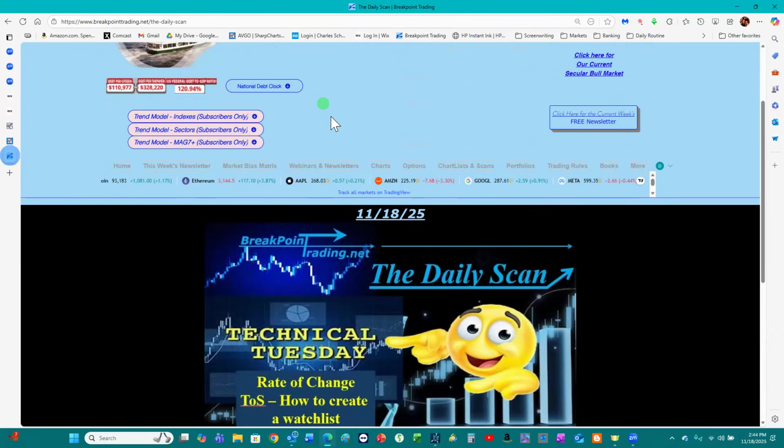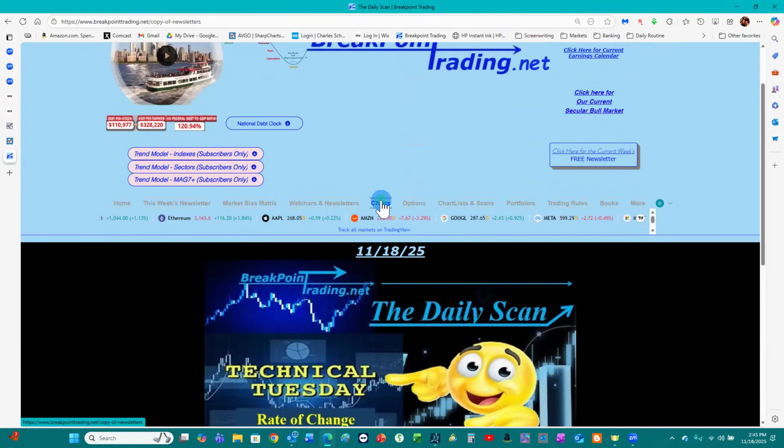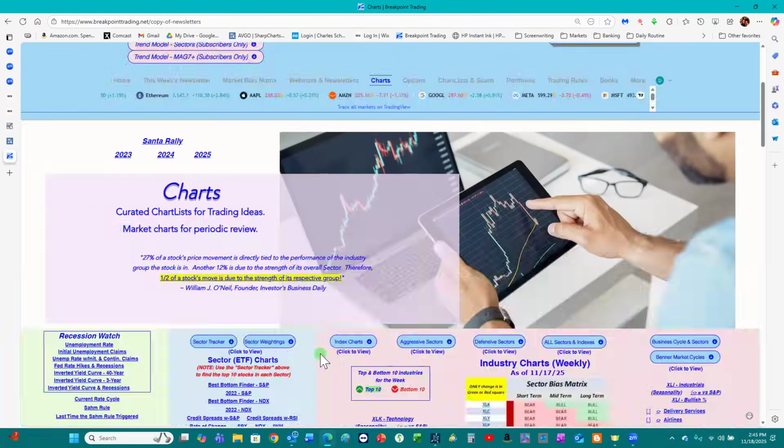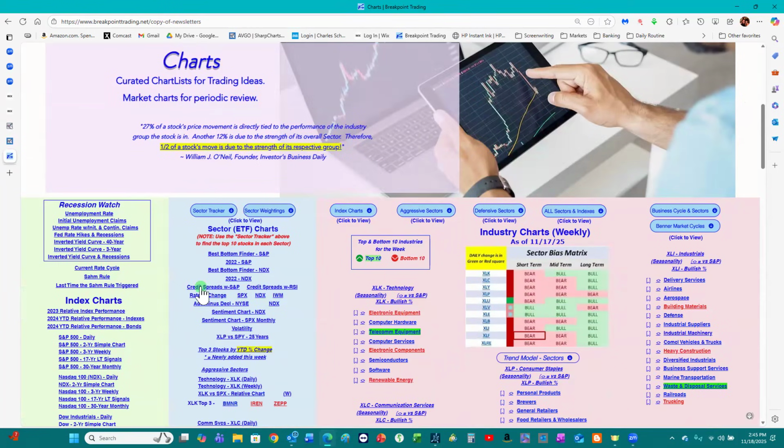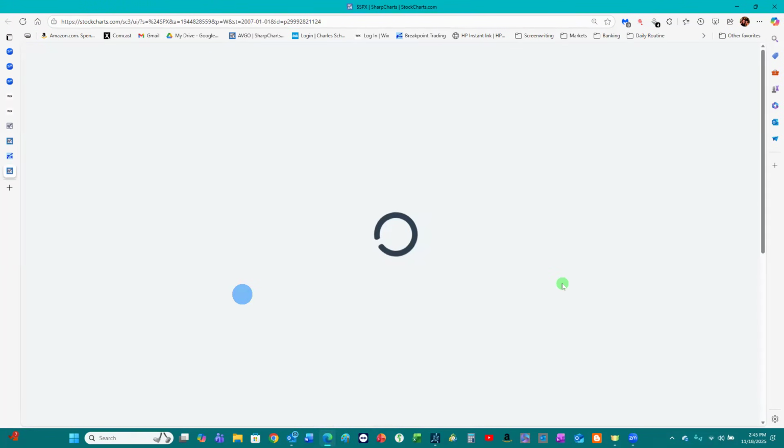I actually have it on the website for subscribers on the charts page, right up here near the top. You see rate of change, S&P, NASDAQ, and the Russell 2000. We'll look at each one of these. So first, let's look at the S&P rate of change.